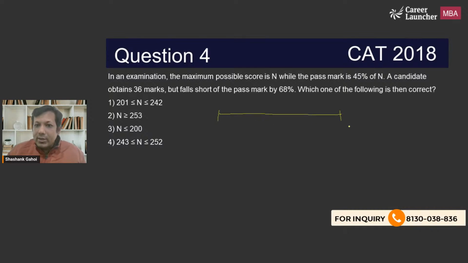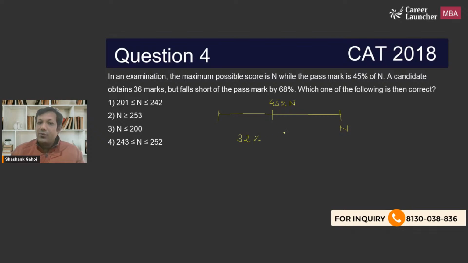So what are the total marks? Total marks are n, right? What are the passing marks? Passing marks are 45% of n. Okay. Now, a candidate obtained 36 marks but falls short of pass marks by 68%. It means he is getting 32% of the passing marks, because if you are short by 68%, it means you are scoring 32%. So that guy is scoring 32% of the pass marks.